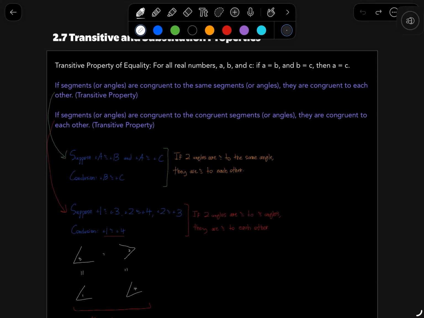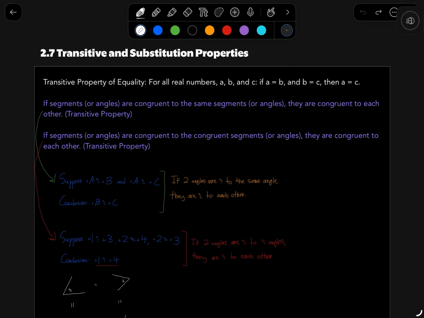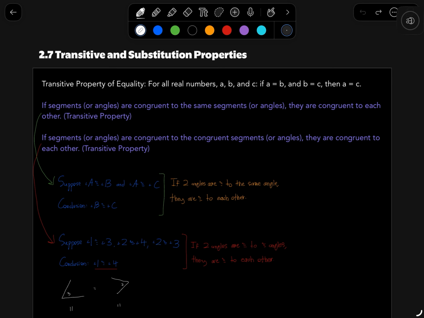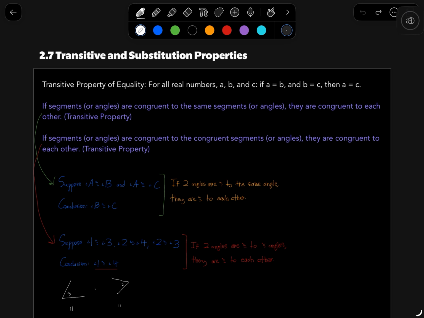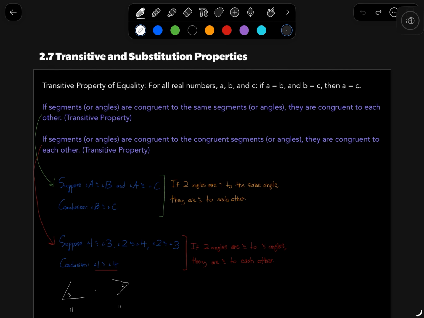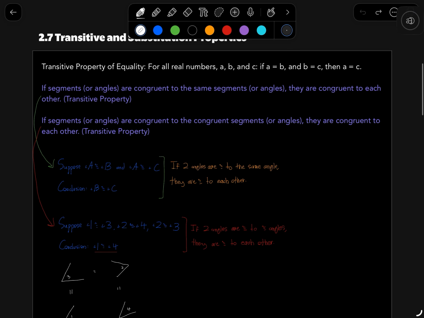Welcome back. Today I'm going to be going over 2.7, which is our next lesson in this geometry course, and we're going to be focusing on transitive and substitution properties. If you haven't watched my previous video on multiplication and division, I highly recommend you do so, but I don't want to waste any more of your time, so let's get into it.